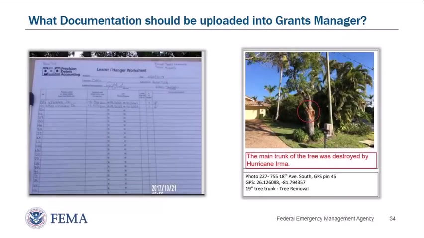Now that we've covered the basic eligibility info and saw a few examples of hazardous leaning trees, what documentation should be uploaded into Grants Manager? To answer this, let me start by saying the applicant must retain and provide, when requested, all of the following documentation to support the eligibility of hanging limbs and leaning trees. The first set of documentation required is the specifics of the immediate threat with the location, the GPS coordinates in latitude and longitude, photographs or video documentation that establish this item is on public property.